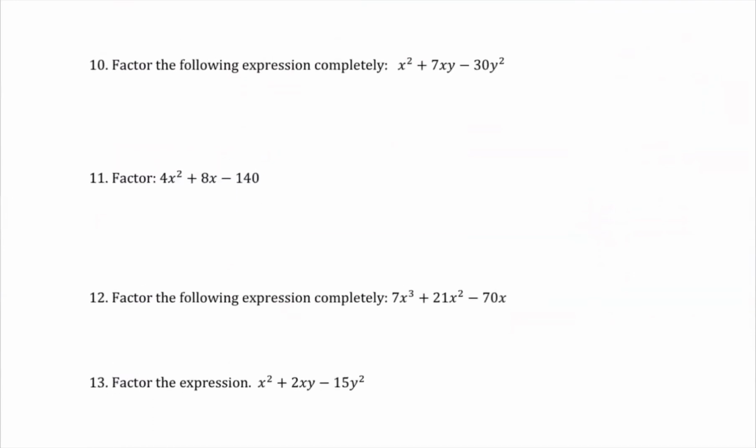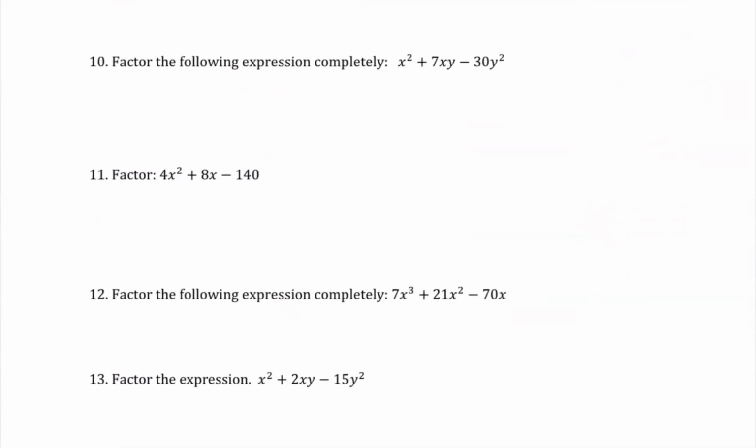Now, the next example here, number 10, we can do the same thing, but in this case, it's not the constant and the quadratic coefficient. It's going to be the coefficient of the beginning squared term times the coefficient of the ending squared term, right? So we will multiply 1 and negative 30, the coefficient of the beginning squared term and the coefficient of the ending squared term. So that's negative 30. We need two factors of negative 30 whose sum is 7.